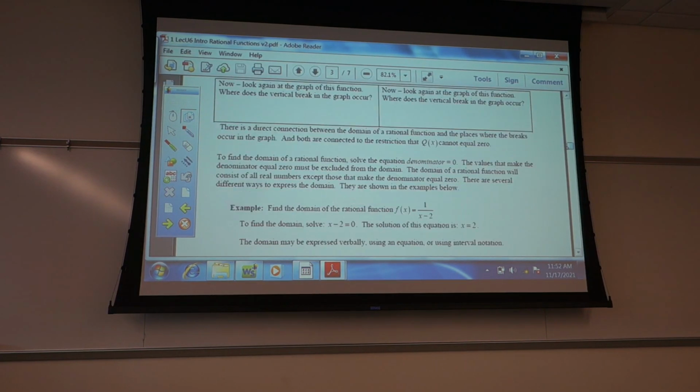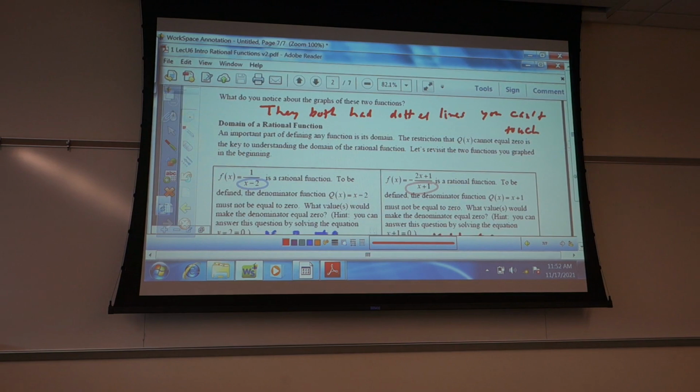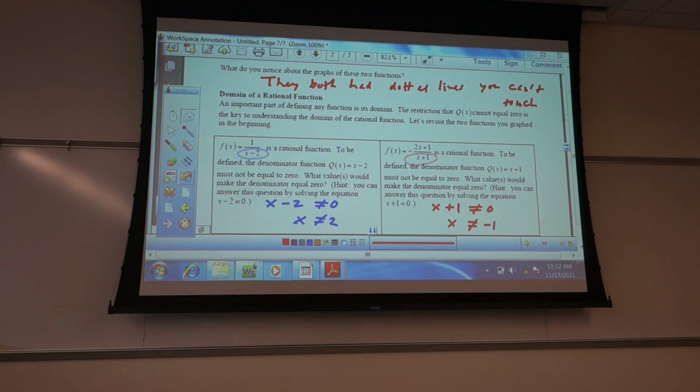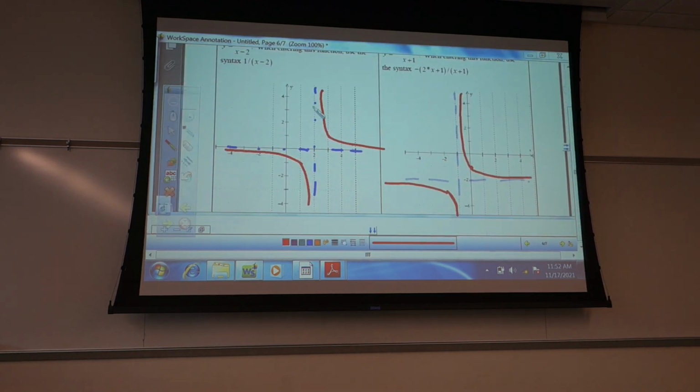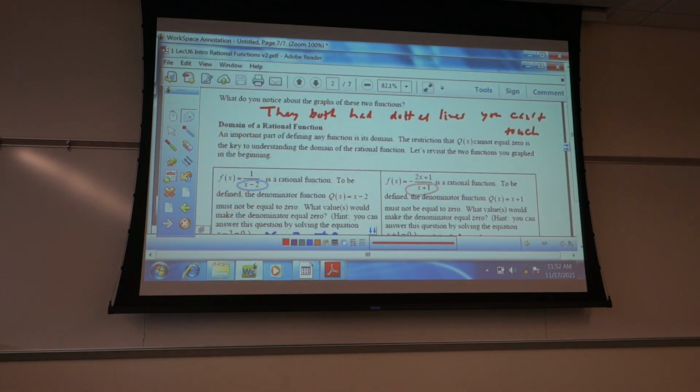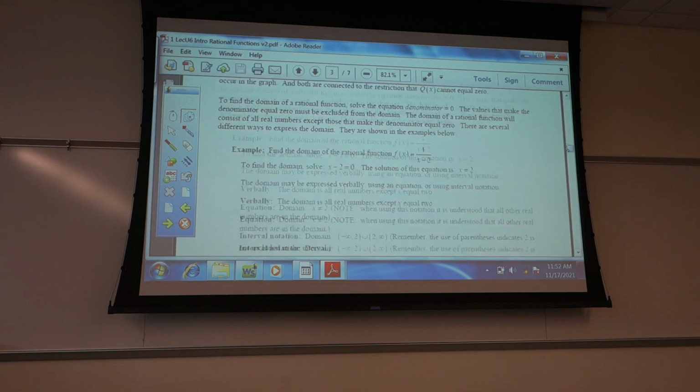Okay, so now let's look at our graphs. Where do the breaks occur? X can't be 2 in the first one, and x can't be negative 1 in the second one. Right, so you'll see x can't be 2. Does everyone see this right here? That's the first one, and x can't be negative 1 in the second one. Are you following me? Yeah. That's what x is never. That's how you find the domain. It's very easy, super straightforward.